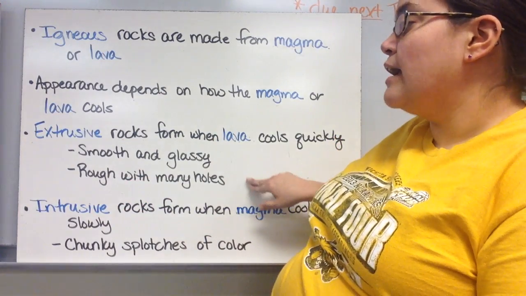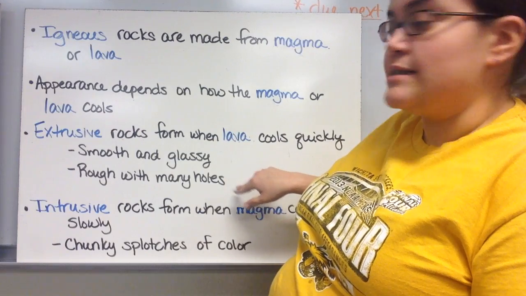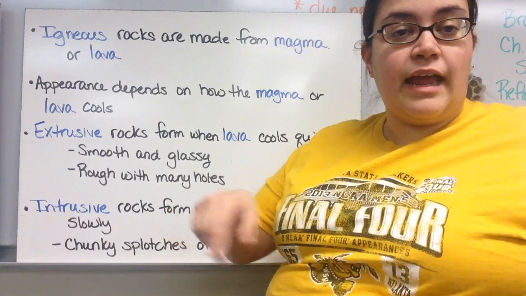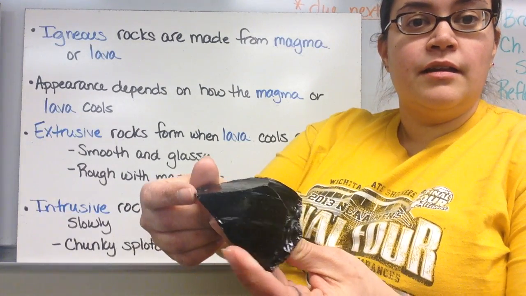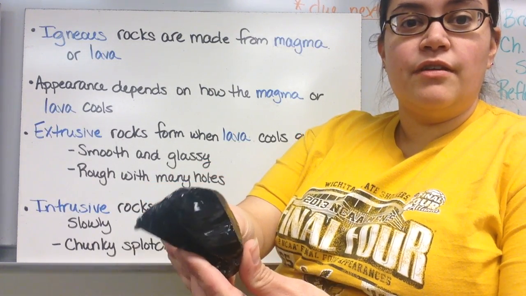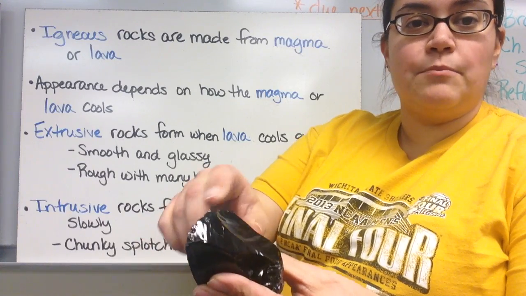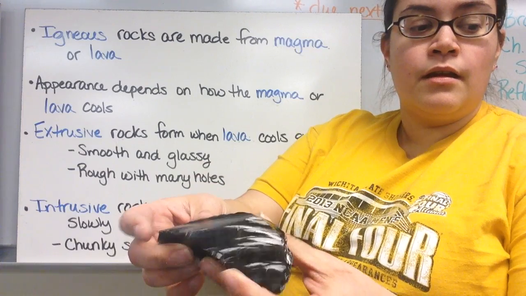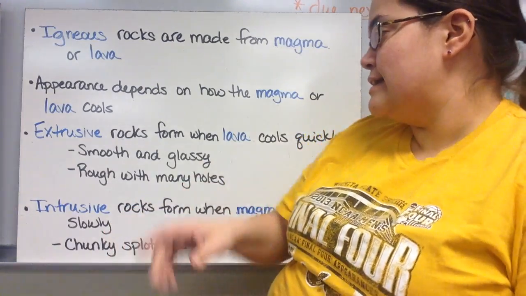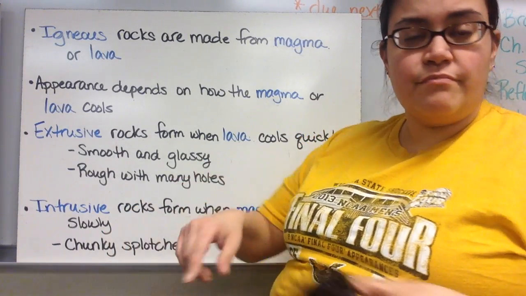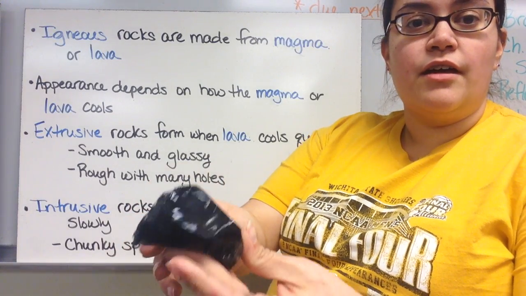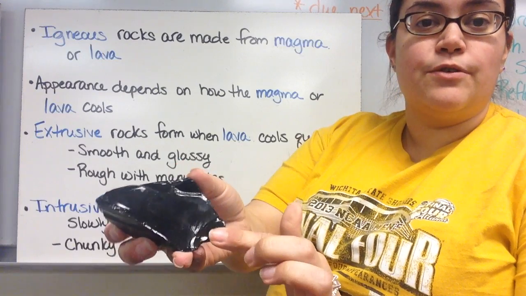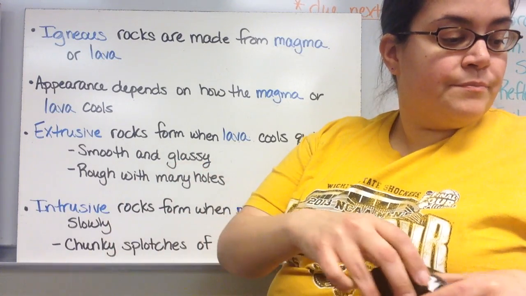So these rocks can look two different ways. It can either be smooth and glassy, and I have an example here. So this is an extrusive igneous rock. It almost looks like black glass. It's very shiny and smooth. So that is an extrusive rock, this one. And this is if the lava does not have very much gas inside of it. So it's very smooth. It has a very nice reflective surface.